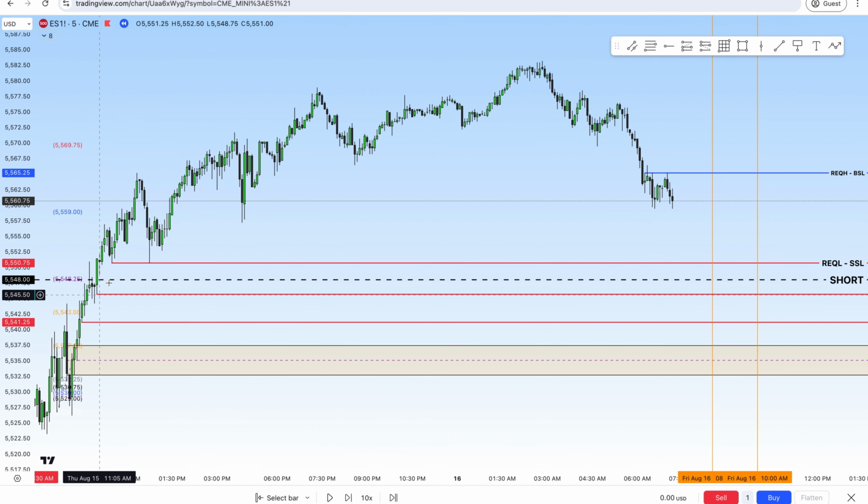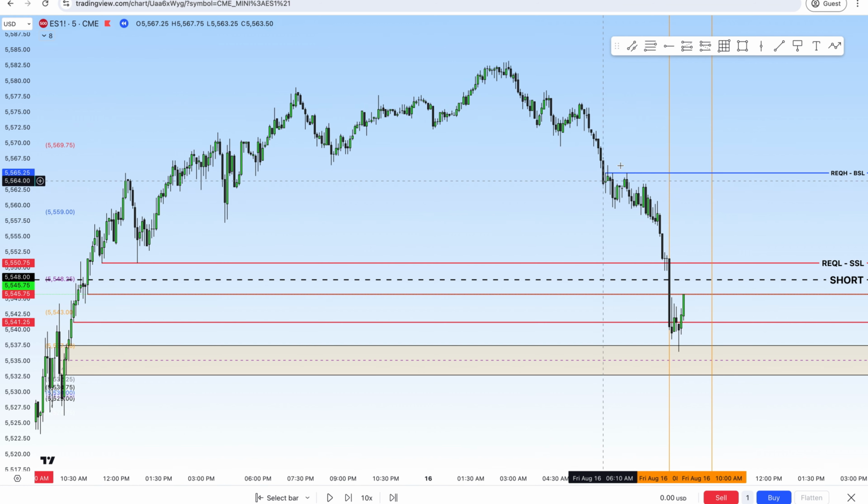1, 2, 3. You see how we literally came right off of that, and boop, came down, knocked that out, knocked that sell side liquidity out. See this big downwards candle? It just went through all of that. It went through all three of them, actually. It went through all three.